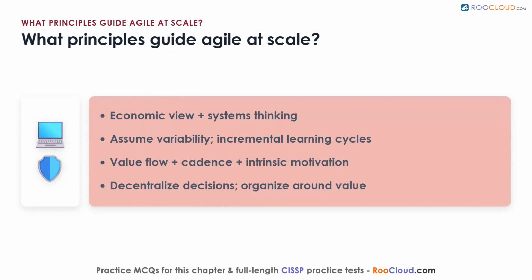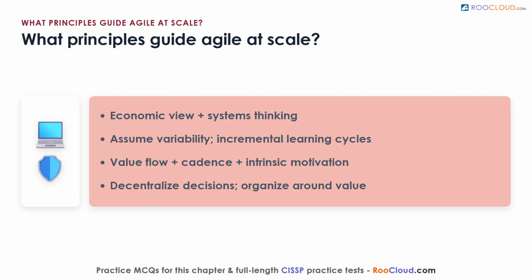What principles guide Agile at scale? The Scaled Agile framework rests on a set of core principles drawn from Agile thinking, and together they steer how large organizations make decisions. They urge you to take an economic view of every choice and to apply systems thinking to the whole. They tell you to assume variability and keep options open, build incrementally with fast learning cycles, and base milestones on objective evaluation of working systems.